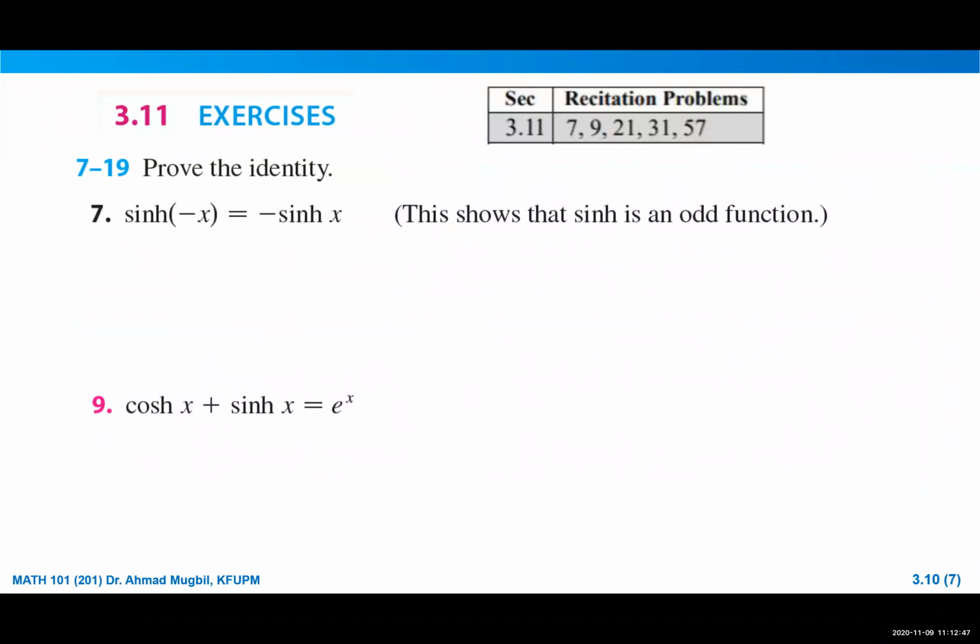So let's solve these exercises. Prove this identity. So easy. How to prove this? What you need to do is start with the left-hand side or the right-hand side. It is up to you. Start with the left-hand side, which is sine hyperbolic of negative x. It equals what? Do you remember what sine hyperbolic is? It is e to the power negative x minus e to the power x.